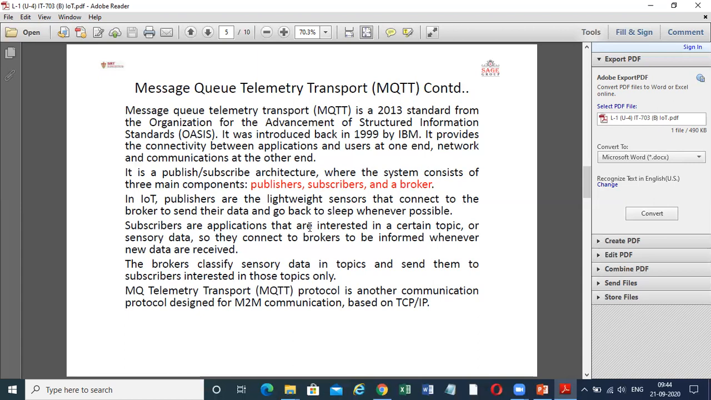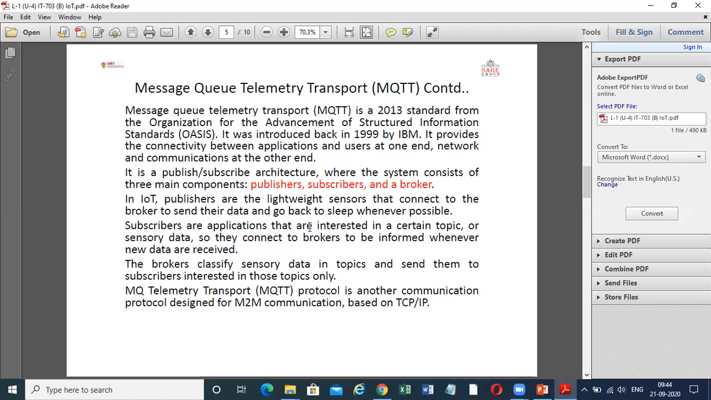So in publish-subscribe architecture, the system consists of three main components. How many components? Three components. First, publishers, subscribers, and brokers. Publishers are the lightweight sensors that connect to the broker to send the data. After sending the data, they go back to sleep whenever possible, if there is a possibility that they can go to sleep.